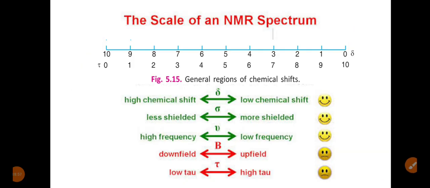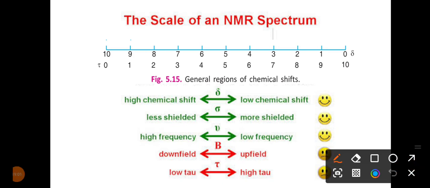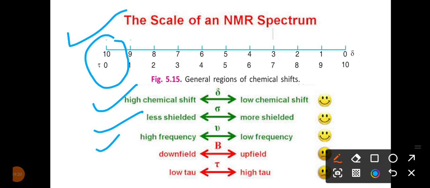So this effect is also very important. Higher chemical shift on this side means less shielded, right? Just think about this one. These are high chemical shift, less shielded, higher frequency, that is the downfield effect, or low tau value. So all of these things go with higher ppm, right? If you are going towards higher ppm, you will get these points: high chemical shift, less shielded, high frequency, downfield effect and low tau value.